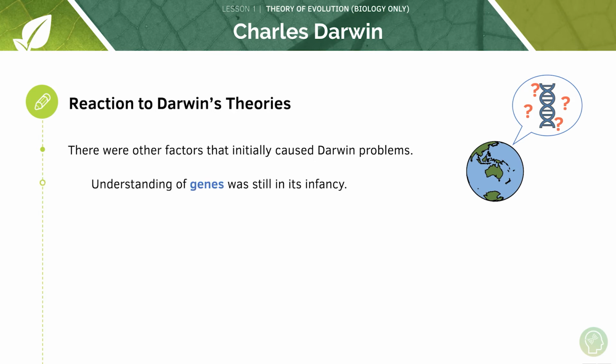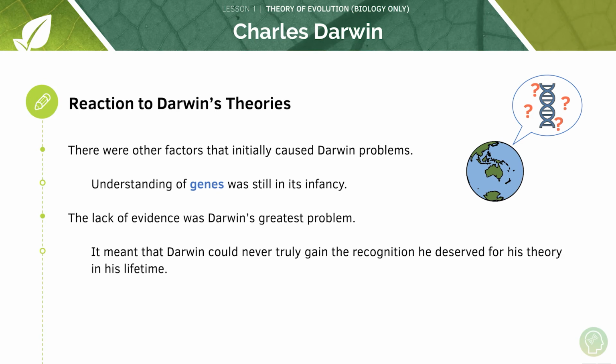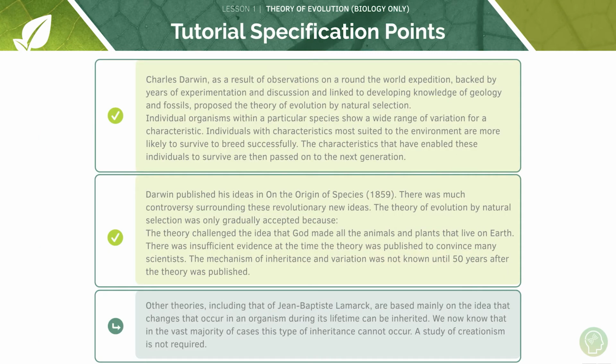So first of all, an understanding of genes was still in its infancy, so they didn't quite understand what he was saying. And it also meant that he was unable to provide concrete scientific backing to why this variety existed in organisms. So this still took another 50 years to develop after the theory was published. And the lack of evidence was Darwin's greatest problem, because it meant that Darwin could never truly give full clarification for his findings. So Darwin never truly gained the recognition he deserved for his theory in his lifetime, but it's the current theory that we accept.